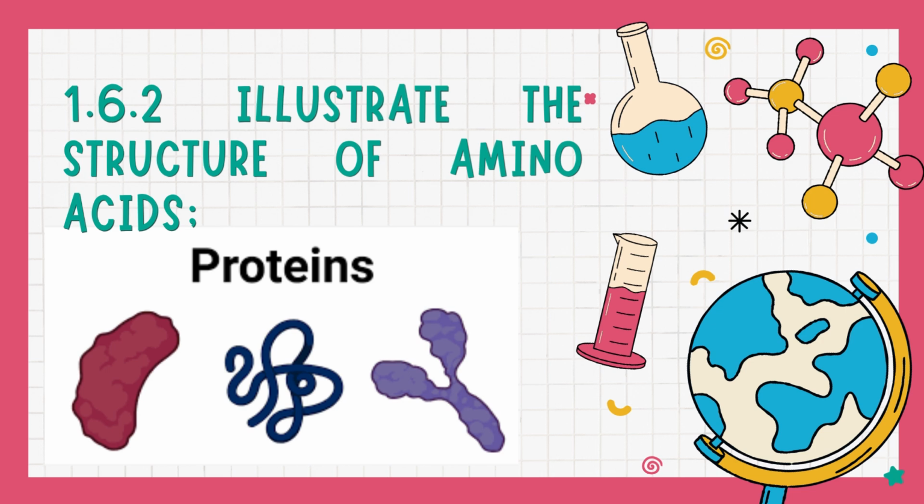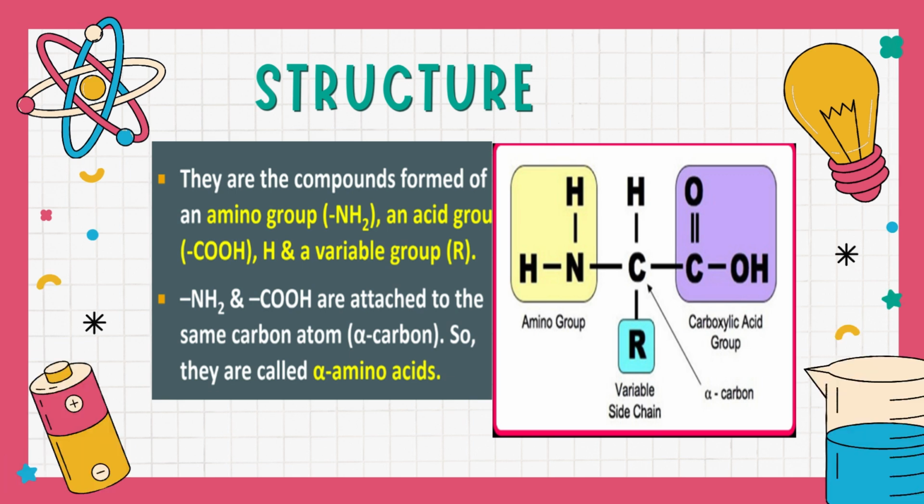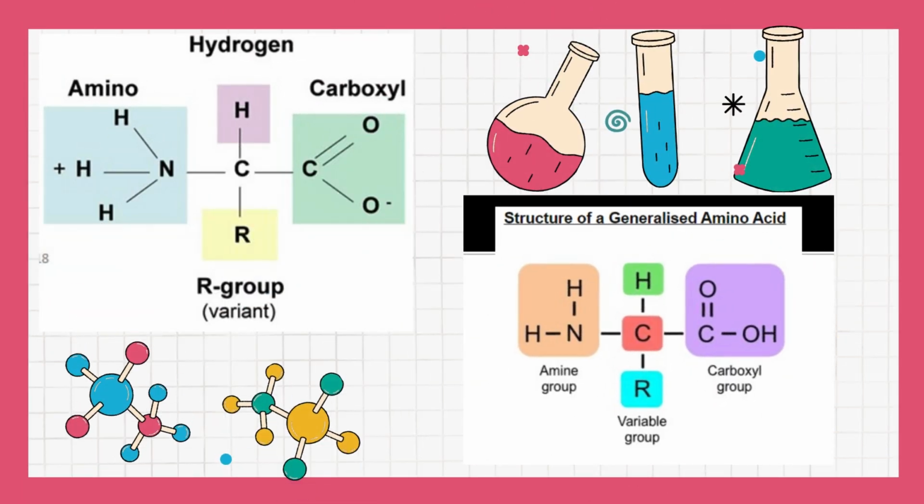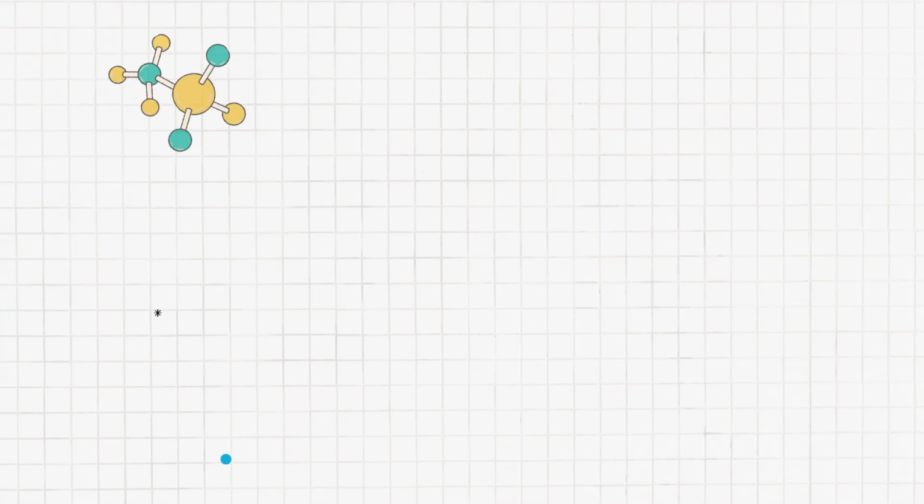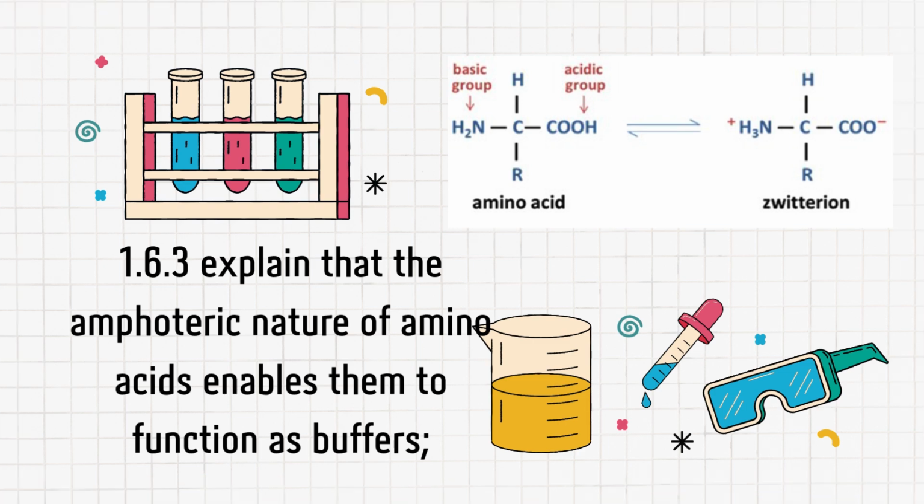Let's illustrate the structure of amino acids. Amino acids are like tiny building blocks with 4 key parts. 1. The amino group, the NH2 group. 2. The acidic group, the COOH, 3. the hydrogen, the H, and 4th, the variable group R, which gives specific properties to proteins. All these parts connect to the same carbon atom, called the alpha carbon, which is why they're named alpha amino acids.